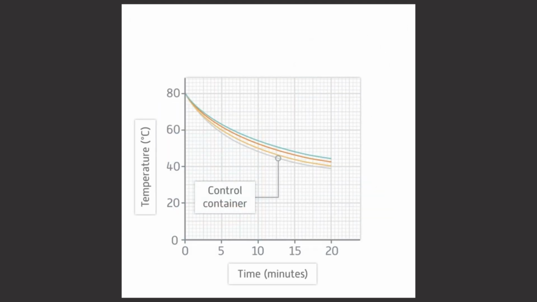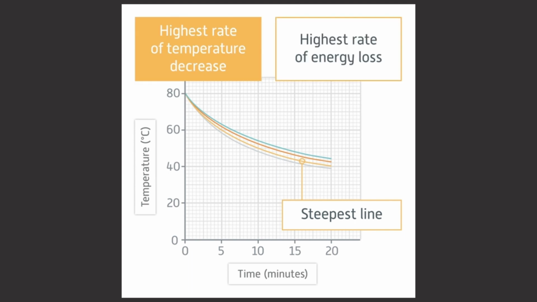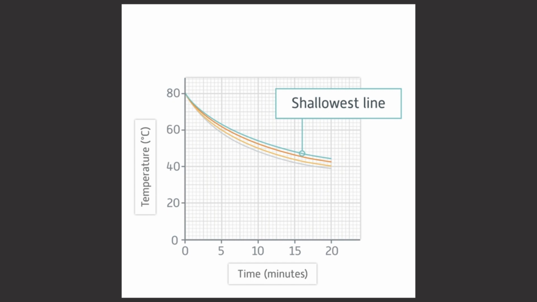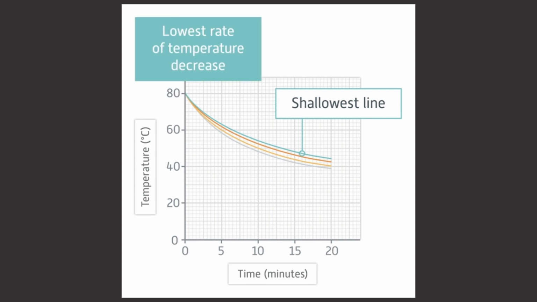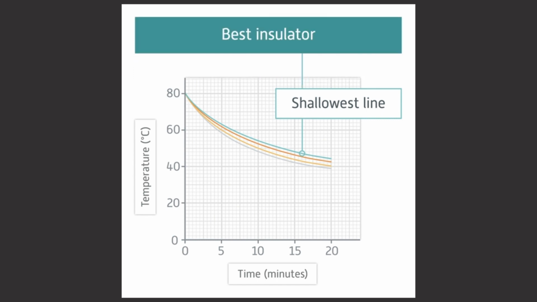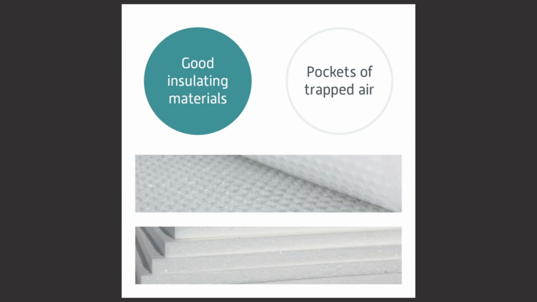We can now plot graphs of temperature against time for each container on the same set of axes. The graph with the steepest line shows the highest rate of temperature decrease, so has the highest rate of energy loss. This is the worst insulator. The graph with the shallowest line shows the lowest rate of temperature decrease and the lowest rate of energy loss. This is the best insulator. Good insulating materials often contain little pockets of trapped air, like bubble wrap or foam.